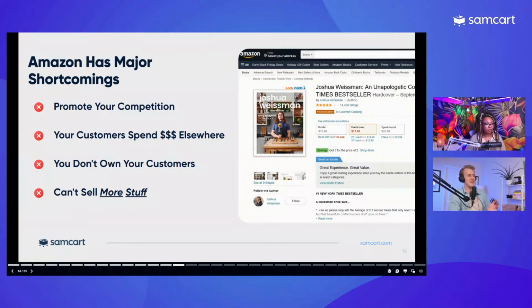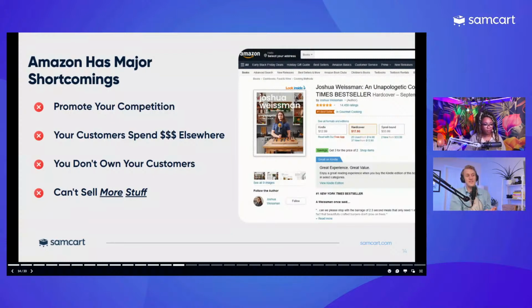Strike number 3 is you don't own your customers. Oh, did you know this? If you're going to sell on Amazon, you're going to get revenue and you're going to send your product out to the customer, but all you get is basically a shipping address. You don't get a name. You don't get access to an email address, a phone number, credit card information. You get nothing. Amazon, they lock the door on that.